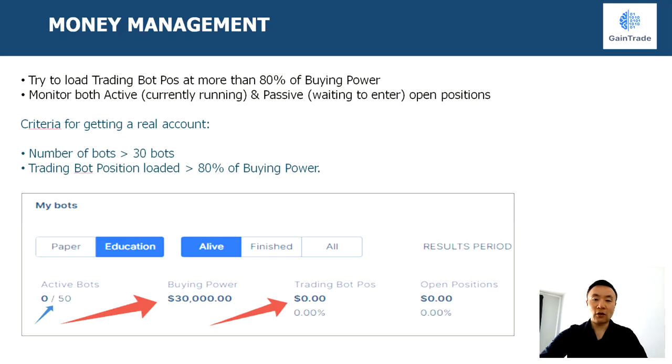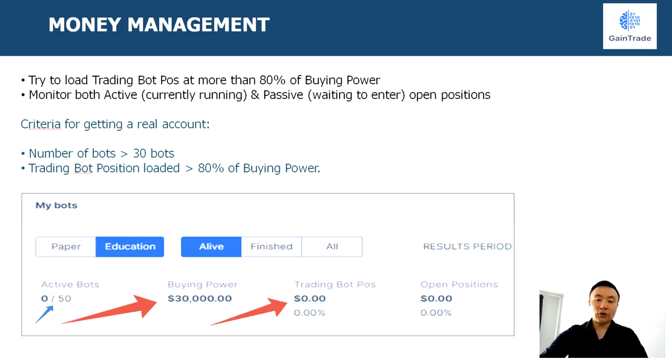Now, please note that along with risk management, you must know how to manage the capital that you're trading with, and this is what we call money management. Now, as mentioned, for beginners, you will start off with $30,000 of capital to trade with, and you must learn how to manage it effectively so you can generate the highest returns possible. Now, our suggestion is to try to load trading bot positions at more than 80% of the buying power, which is your total capital. Now, this means that your capital is being used efficiently.